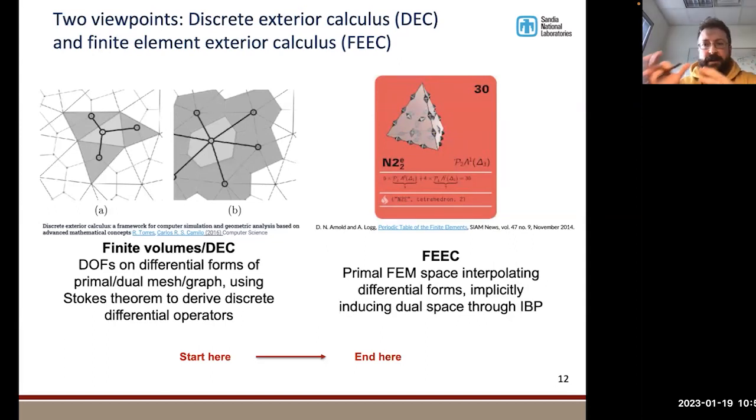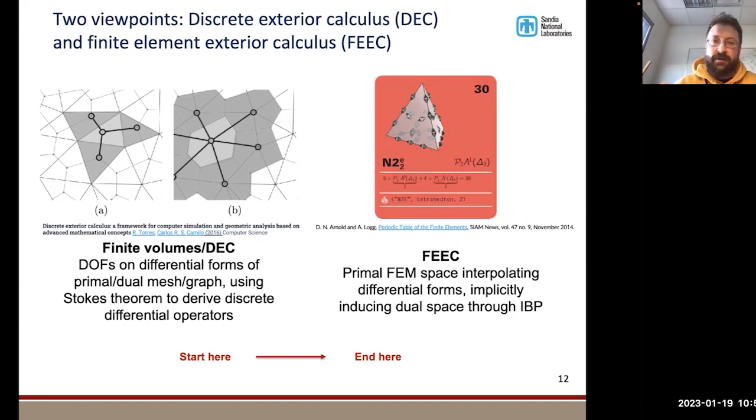There's two classes of methods. Some of you may have heard of these. So in one case, there's a finite volume based scheme. People call this discrete exterior calculus. But the idea there is this would be your low order finite volume scheme, where your degrees of freedom are fluxes associated with faces of a cell. Your divergence you get by summing up the fluxes and so on. So in that case, you're working with a discrete algebraic system.